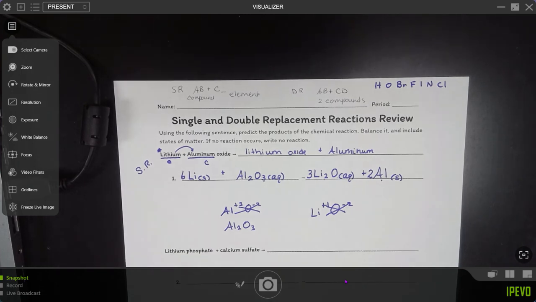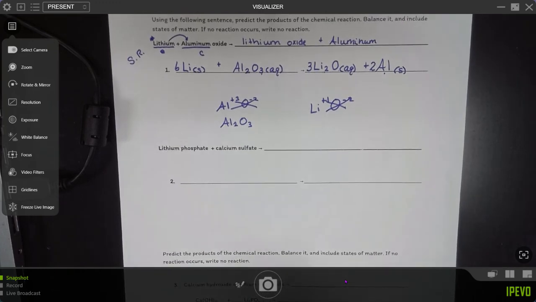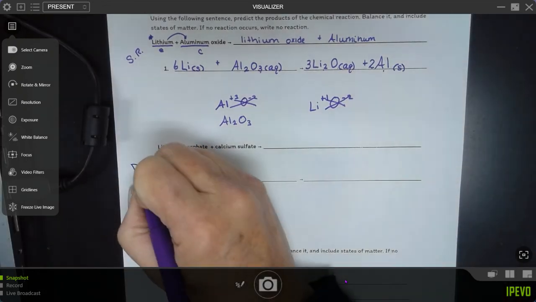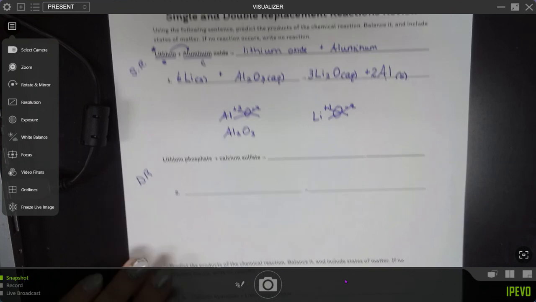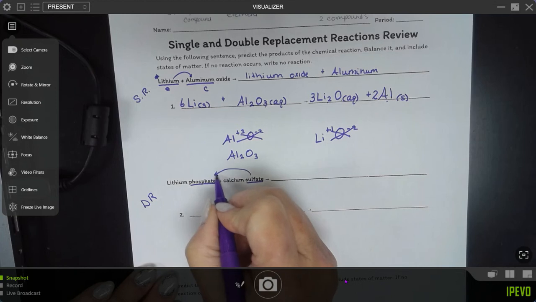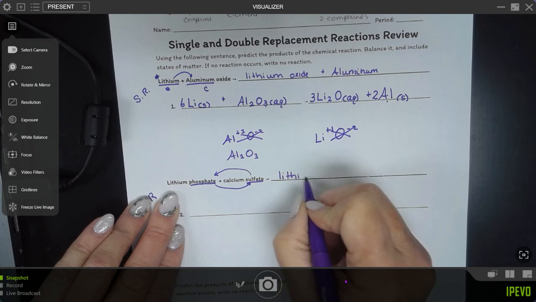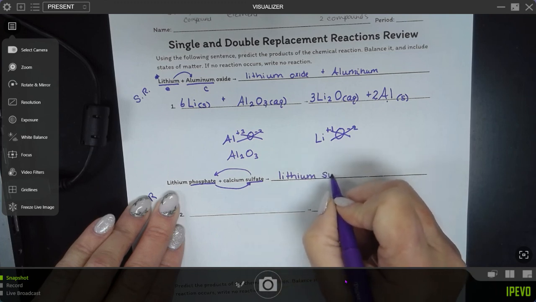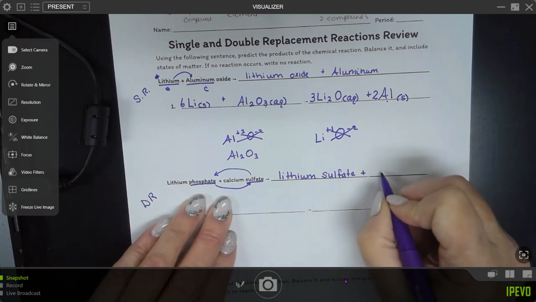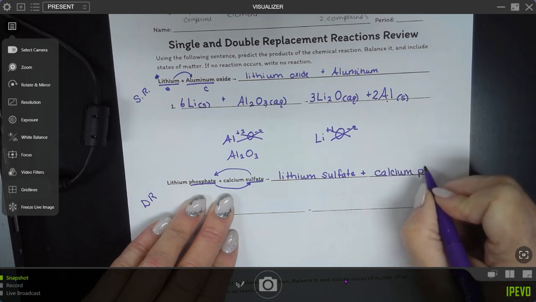All right. The second reaction, lithium phosphate plus calcium sulfate. Those are both compounds, so this is going to be a double replacement reaction. And in a double replacement reaction, what happens is the anions switch place. So we end up with lithium sulfate plus calcium phosphate.